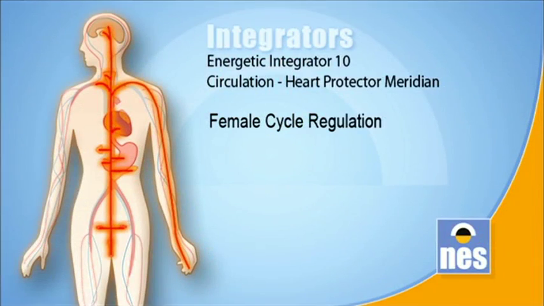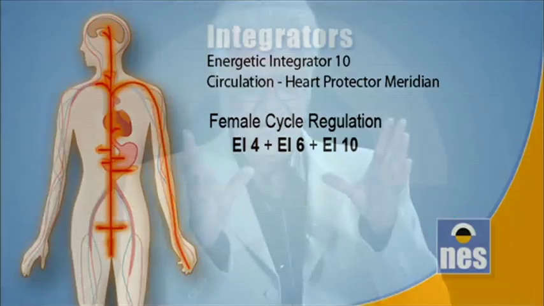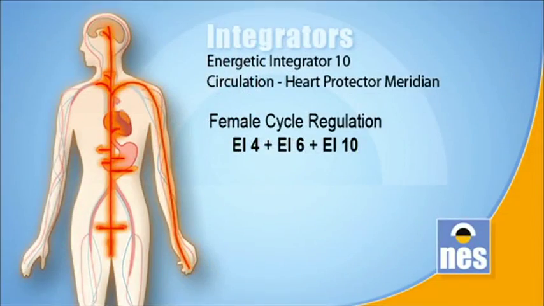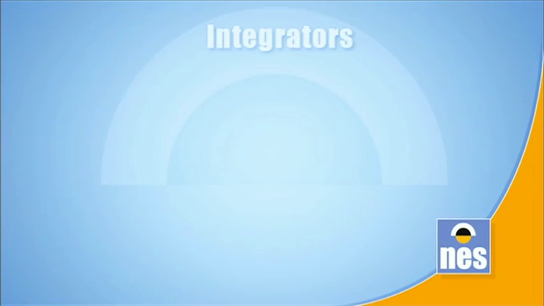You can look on your screen and see if you can pick up any combination of these, 4, 6 and 10. If it's just 4 and 10 or 4 and 6, 6 and 10, any combination of those, if it matches with your client, you can then say, okay, you can take these in the same treatment session. But menopause is slightly different because we find Energetic Integrator 5 and 10 together for menopause.